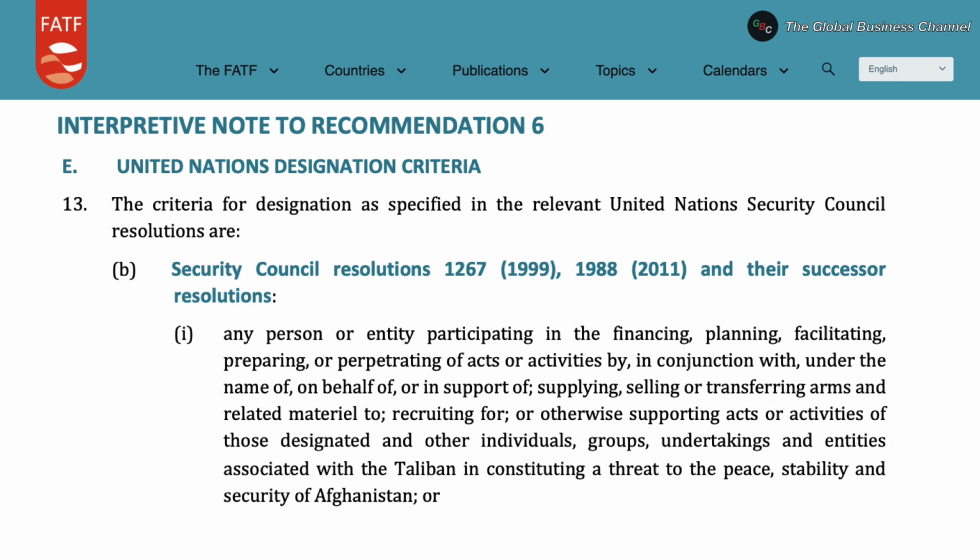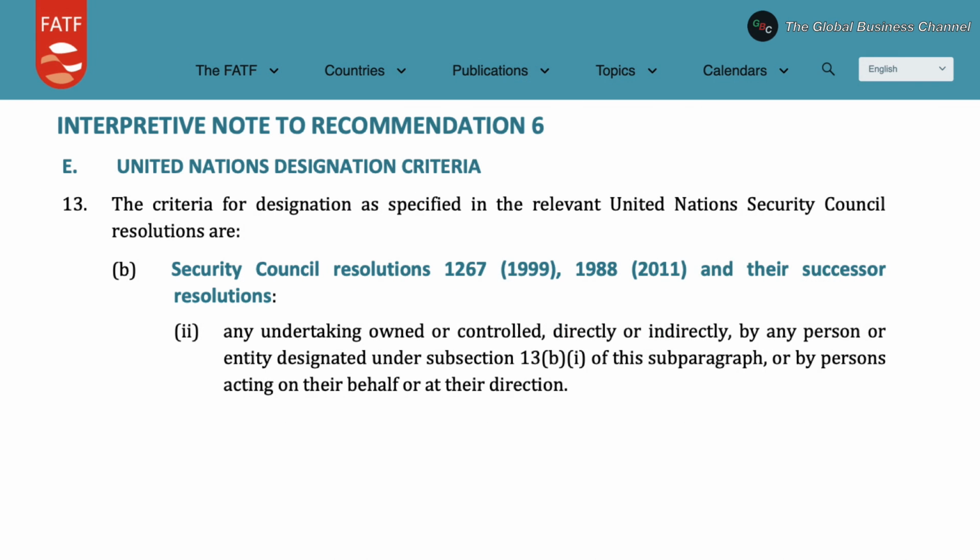This includes any person or entity involved in financing, planning, facilitating, or carrying out activities for the Taliban or associated individuals, groups, or entities, supplying or transferring arms and related materials to the Taliban or recruiting for the Taliban or otherwise supporting their activities. And number 2, entities owned or controlled by designated individuals. This includes any organization owned or controlled directly or indirectly by someone designated due to their association with the Taliban or by individuals acting on their behalf.